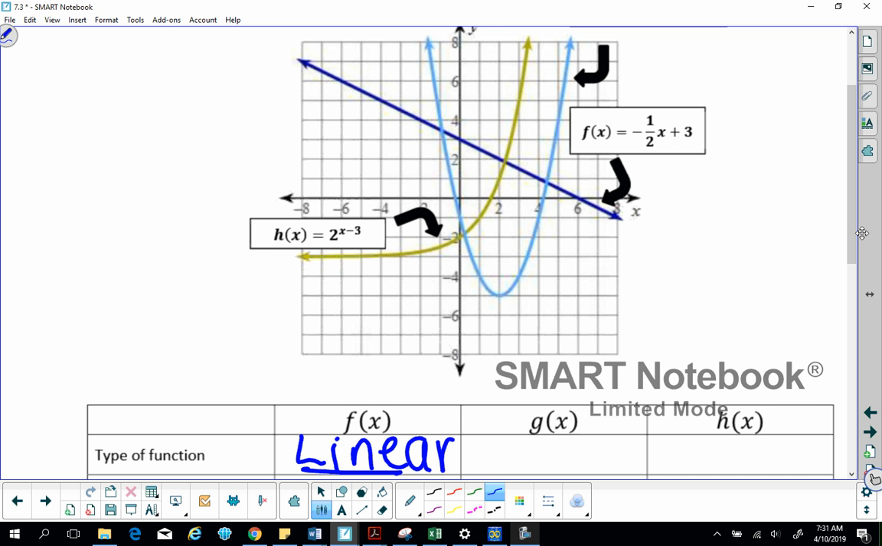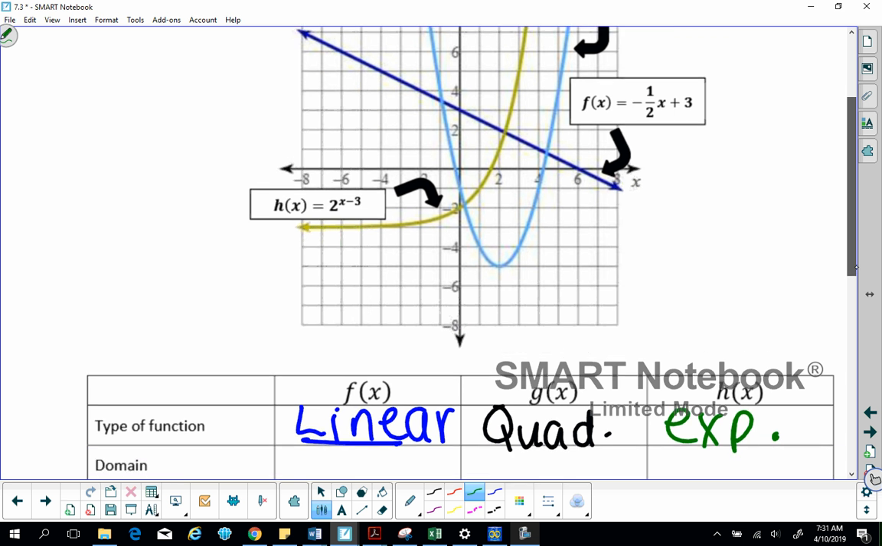What type of function? Quadratic, right? So this one would be quadratic. It's a parabola. And then Carlos, what would that curved green one be? What type of function? Yeah, exponential. Remember, exponential is a curve, quadratic is a parabola, and linear is a line.